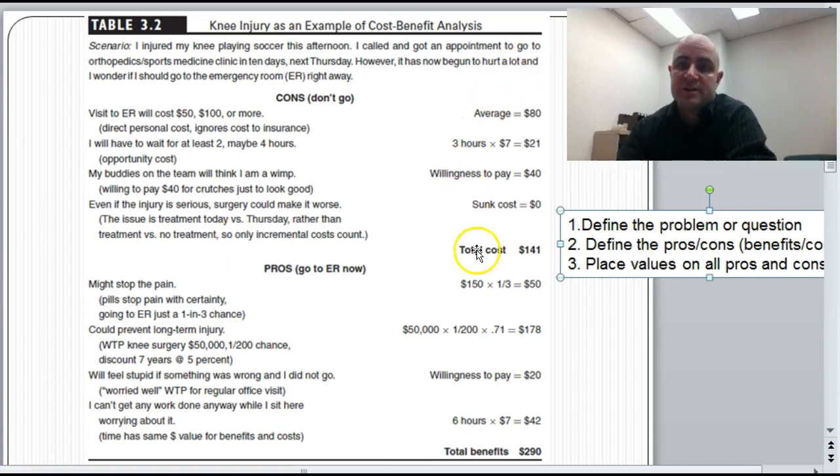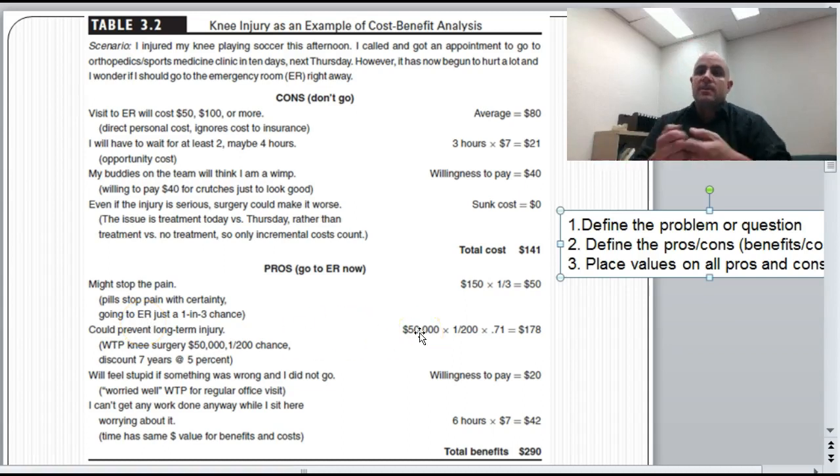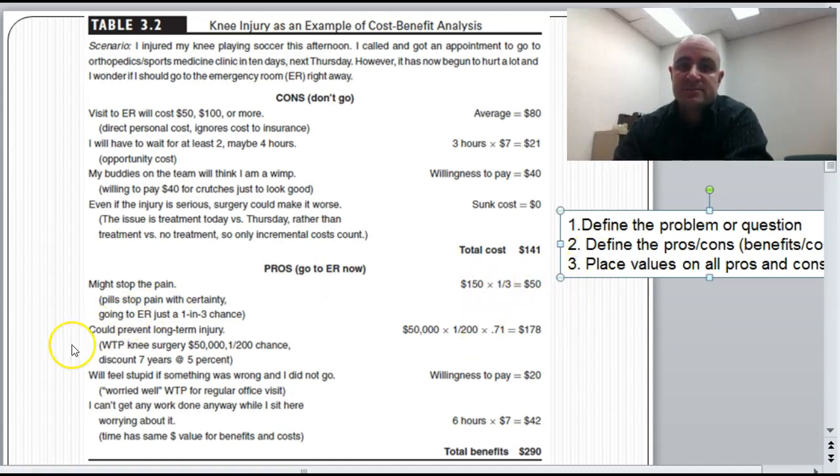So when you do all this, you put the values on it and you find the total cost to be 141. The pros, it might stop the pain. Now, we'll talk about this a little bit more as we extend, but not everything's 100%. And so you need to factor in some different things. And so this is done here, preventing long-term injury, pride, time, and all that. Okay. So with all this, you put values on it, and you get what the total benefits are.